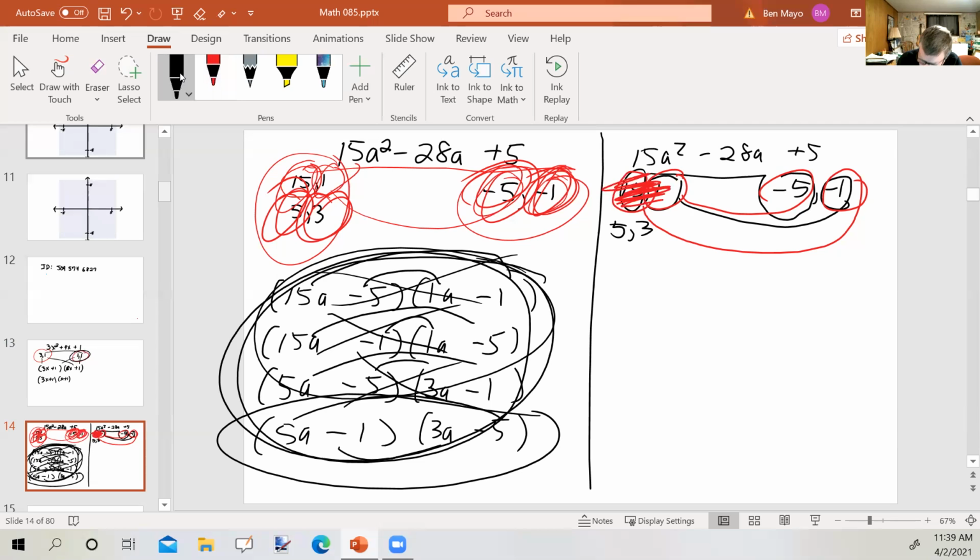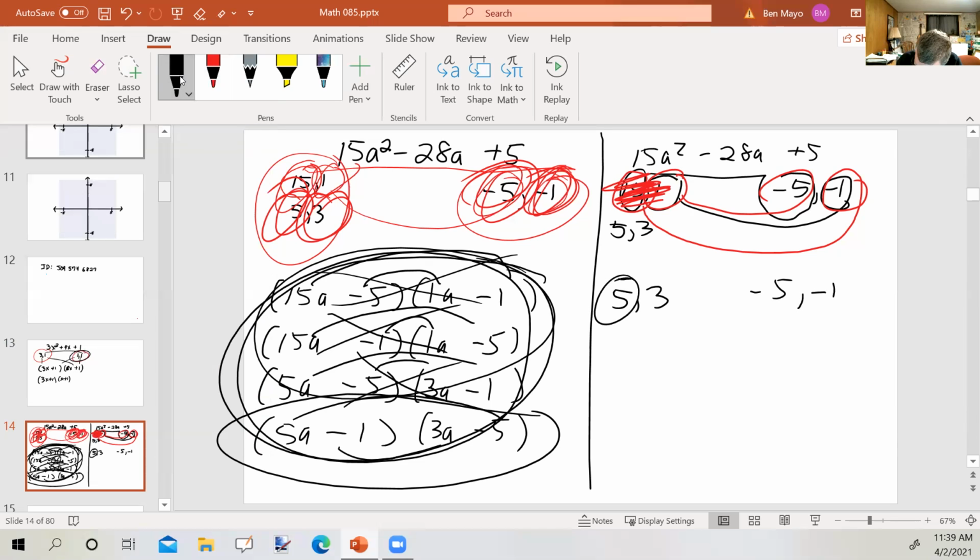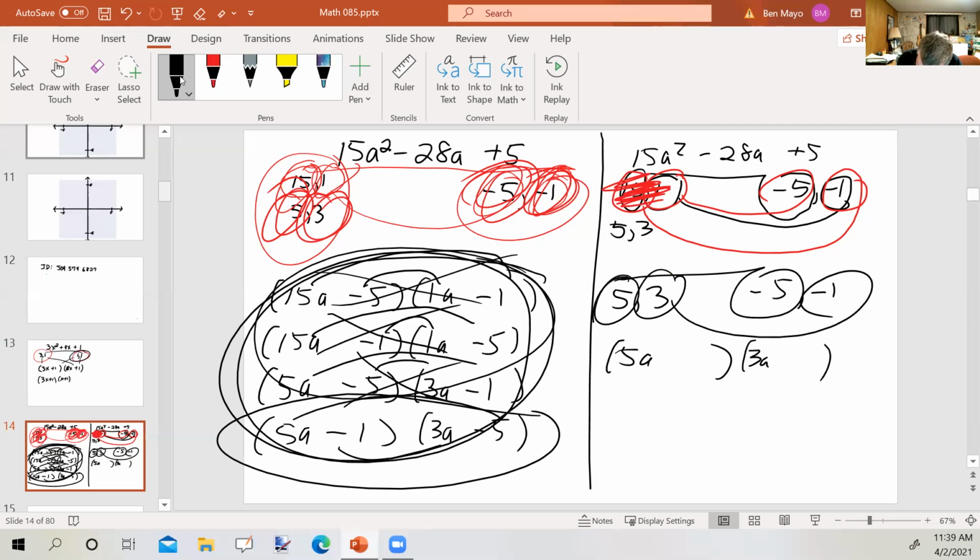Okay? I'm going to rewrite those without all the extra lines. So let's take a look here. All right. 5 goes with -5 and 3 goes with -1. 5 times -5 is -25. 3 times -1 is -3. -25 plus -3 is -28. Aha! So I got the right combination. So now I know I've got a 5a and a 3a, but I took 5 times -5, so that -5 has to be over there in order to be multiplying by. Okay? Is this making any sense?